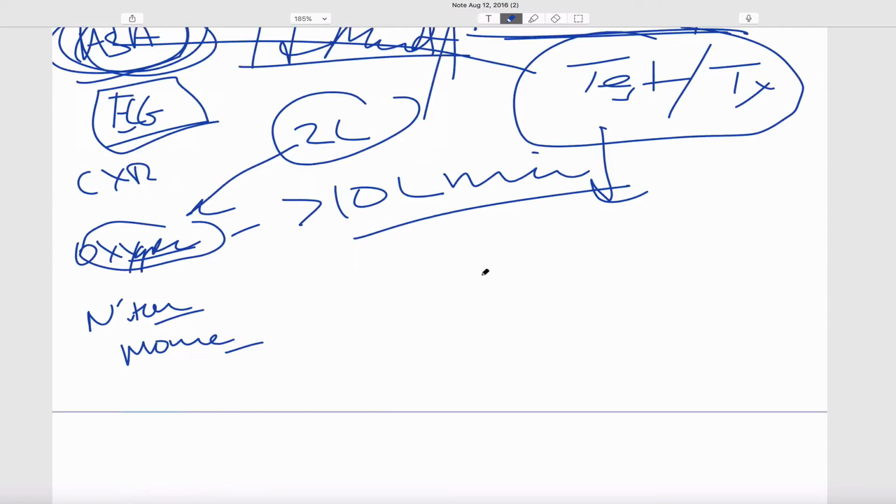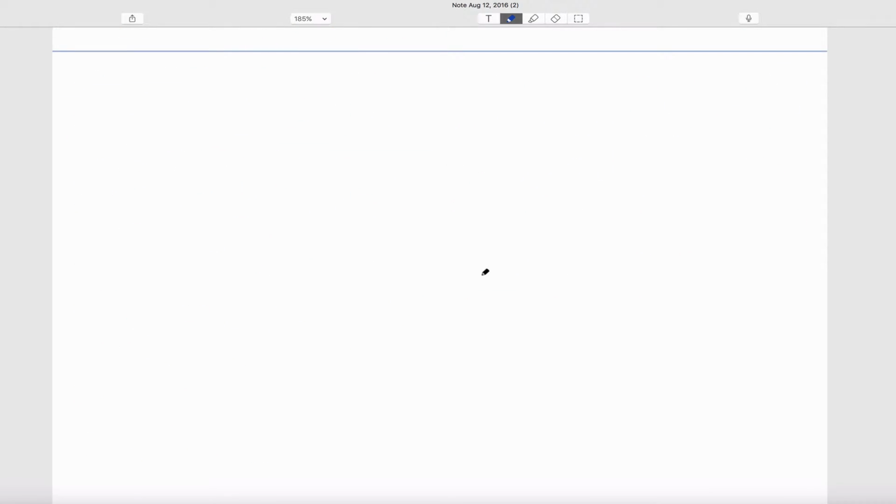Then going from there, we want to talk about some of our acute coronary syndromes, but just divide it up into basically your STEMI and your non-STEMI.